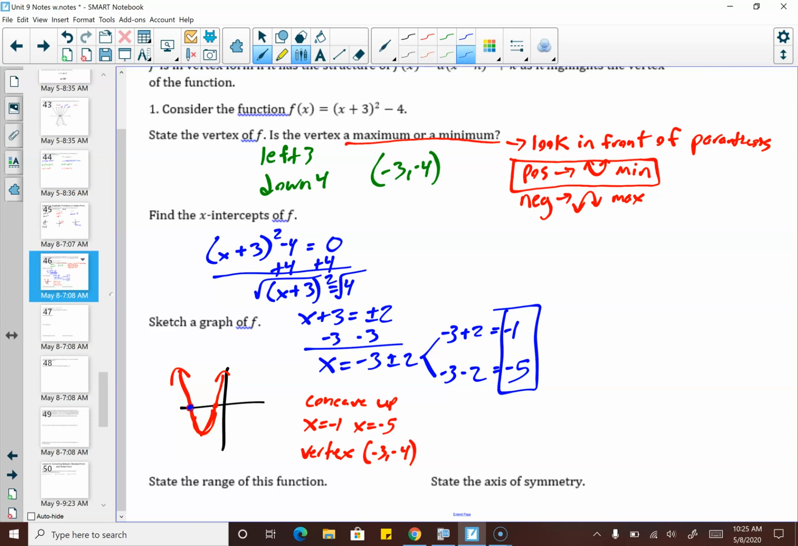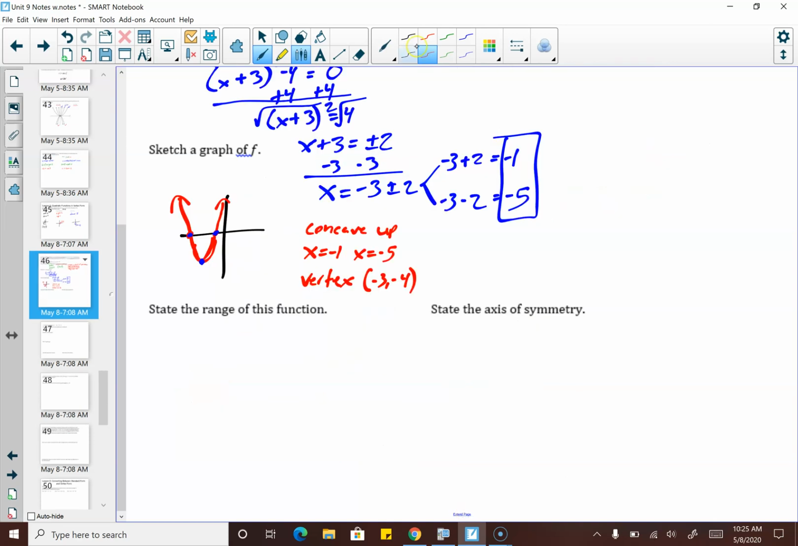And I'm actually just going to put those special points in a different color here just so we can see them a little bit better. All right, so if you have your zeros and you have your vertex, you can sketch what a graph is going to look like. Now we have our last 2 questions here on the bottom.